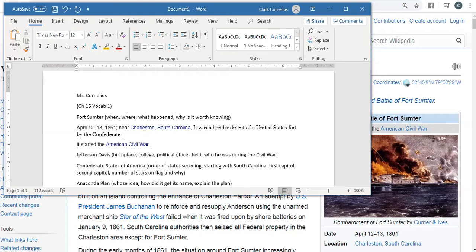Gotta go. The Confederate forces in South Carolina. Okay.